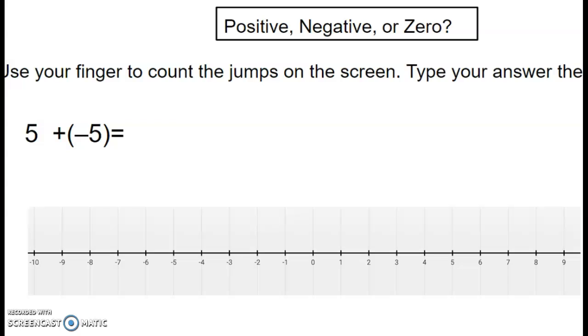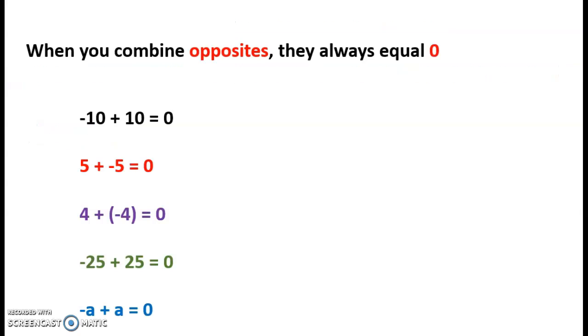And lastly, try this one. So here you should have gotten 0 because you started at 0, you went in the positive direction 5, and then you went back in the negative direction 5, and you ended up back where you started at 0. When you combine opposites, they always equal 0. So -10 plus 10 is 0, 5 followed by a -5 is 0, 4 followed by a -4 is 0.